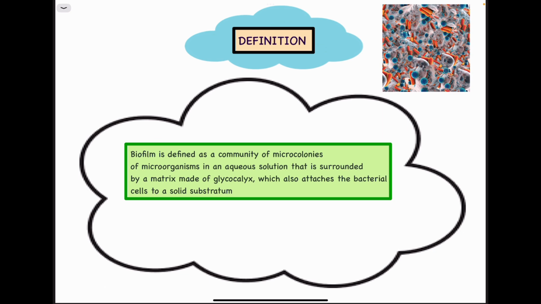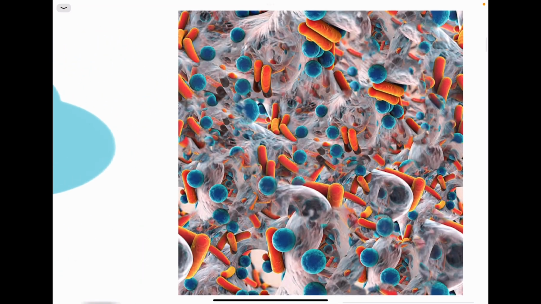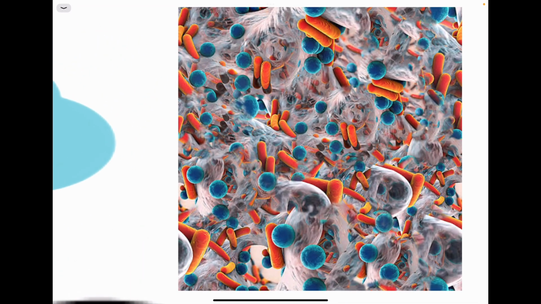So basically what it does is that it attaches the bacteria to a solid substratum, right? The tooth basically. So here in this picture we can see there are various bacteria, there are microcolonies of bacteria. Some are spherical, some are rod shaped bacteria, and these are surrounded by a layer of glycocalyx, right? And all these are attached to the substratum, that is the tooth, via the glycocalyx layer.